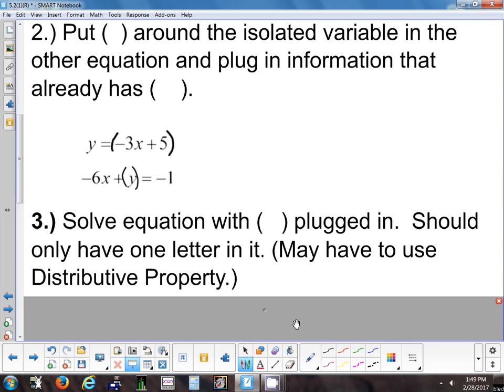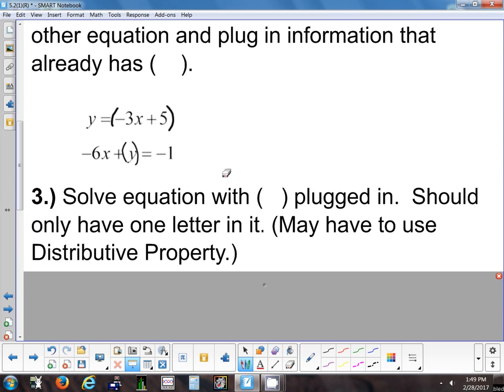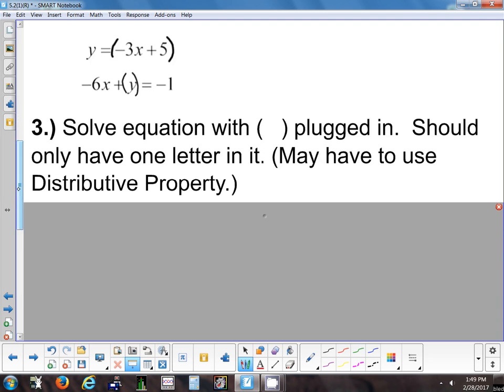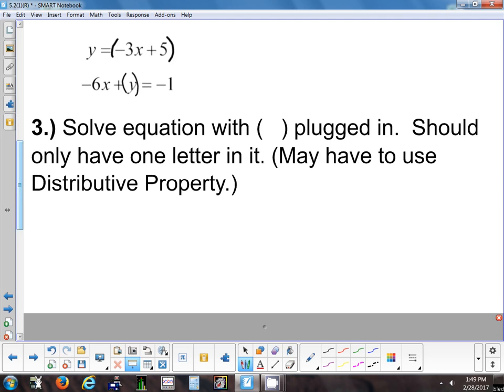All right, so we're going to plug in, we're going to solve the equation with the parentheses plugged in. So now we need to set it up. Let's scroll down a little bit. I'm going to leave this up here. So now, I've got my two equations. I'm changing the bottom equation. I don't have to worry about the top one, the one that has the variable already isolated. I'm not doing anything with that.